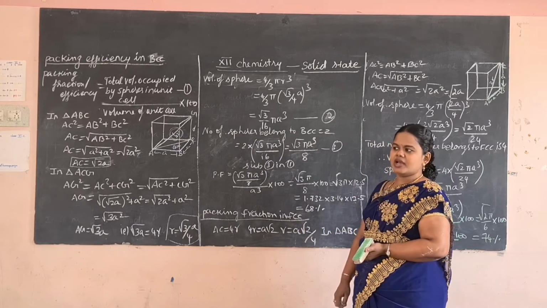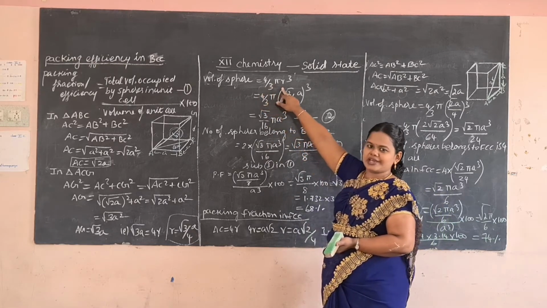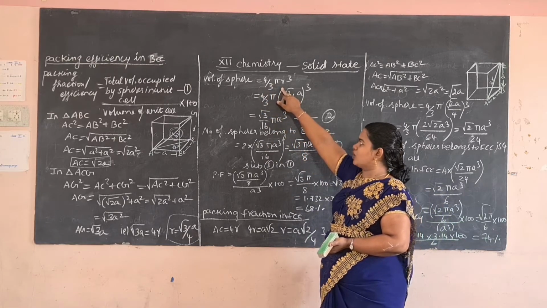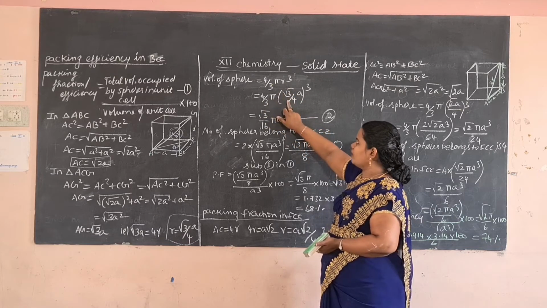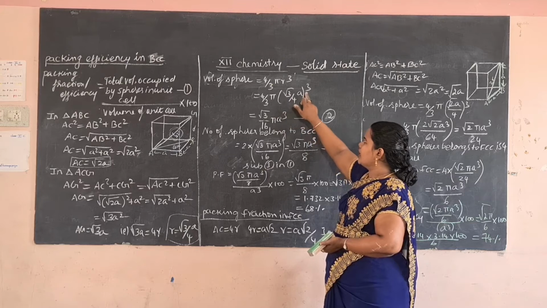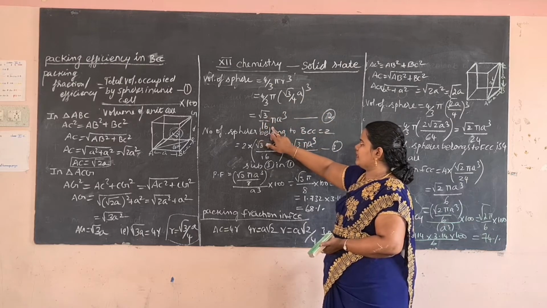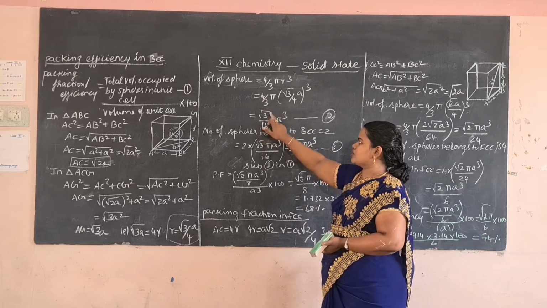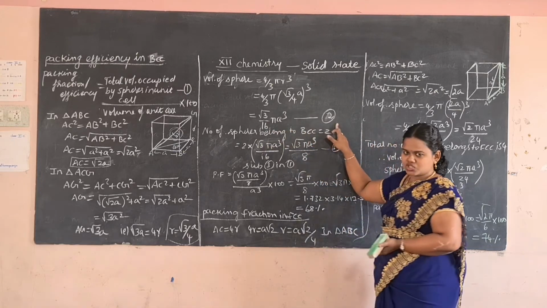We know that the volume of the sphere is equal to 4 by 3 pi r cube. Substitute for R, which is root 3 by 4 a, power cube. This gives root 3 by 16 pi a cube, since 4 into 4 is 16. That is the second equation.